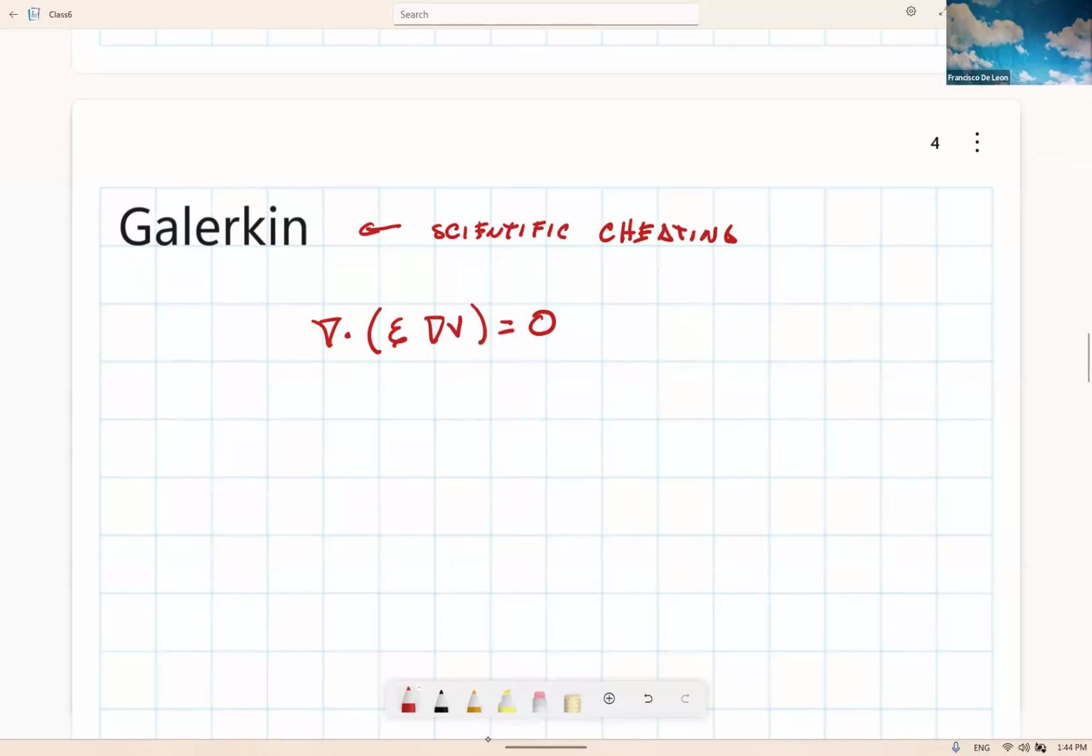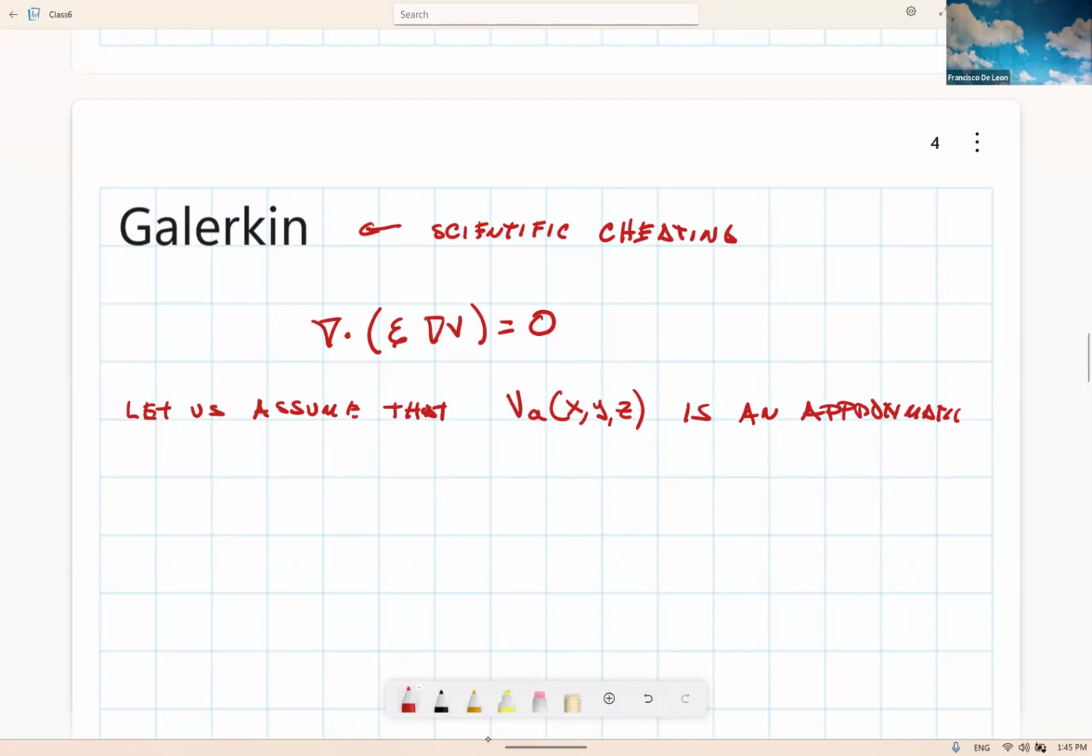Then let us assume that V_A, the voltage approximation, which in this case is a function of X and Y only, but I'm going to put it in general as a function of X, Y, and Z, is an approximation of V. Then if I come here and substitute V_A, it's different from 0, because it's just an approximation. Say you invented it. Hey, it's your best guess. This is what I think it's going to be.